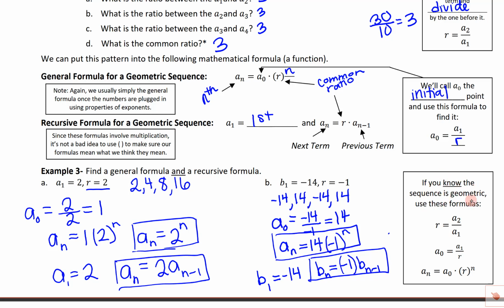Okay, if you know the sequence is geometric, here's some useful formulas. Once again, to find the ratio, we just take the second term and we divide by the first term. And a sub 0, we take the first term and divide by the ratio. And then here is our general formula. So these are the ones you're going to need to practice and make sure you have down.